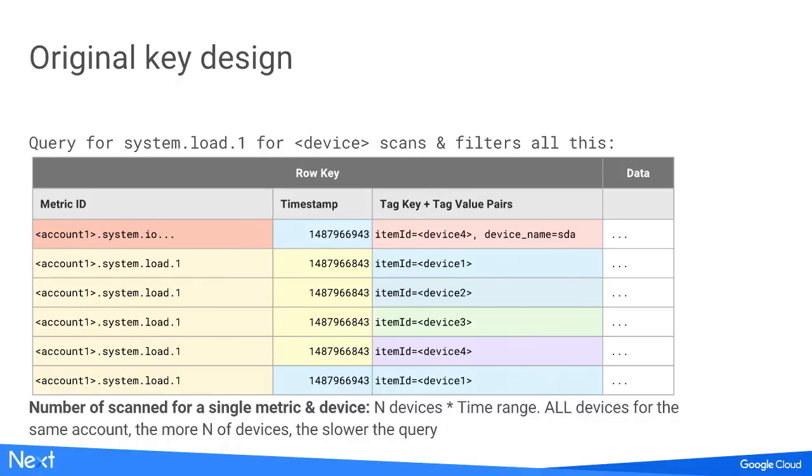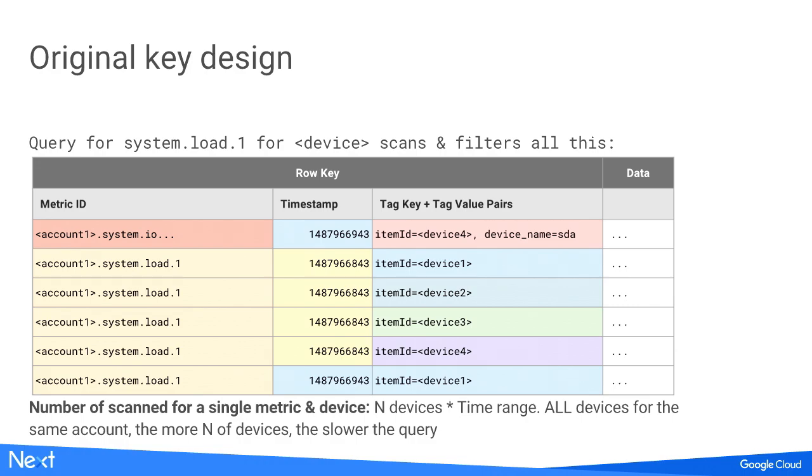And every account has a unique ID and metric name like load average or disk usage. And that was the original key design. But by querying on that, it meant that we had to not only scan, but filter that metric for all devices. So a query on a particular device for, say, system load, had to scan and filter every single metric for every single device on the account.